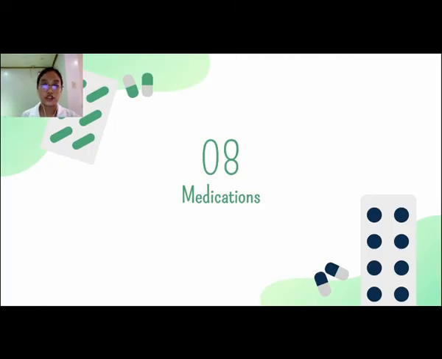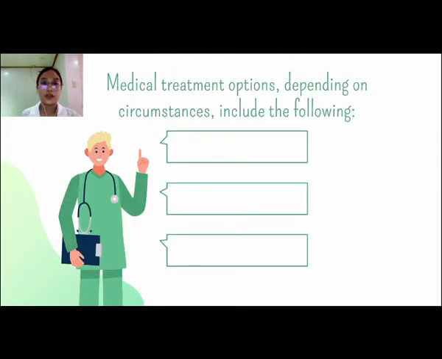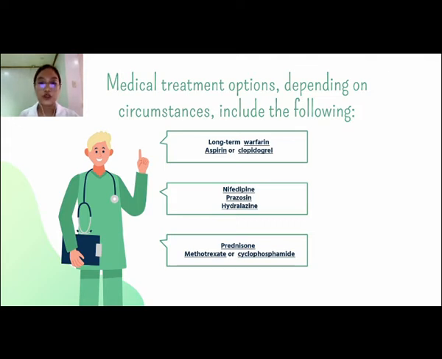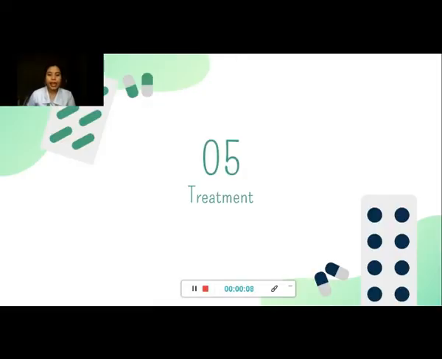Now for the medications of the upper extremity arterial occlusive disease, we have medical treatment options depending on circumstance. This includes the following: long-term warfarin, aspirin or clopidogrel, nifedipine, prazosin, and hydralazine, and also prednisone, methotrexate, or cyclophosphamide. So that would be all for the report of the upper extremity arterial occlusive disease, and let's proceed to the next reporters.